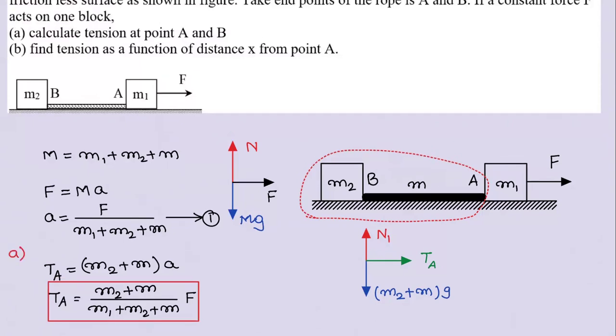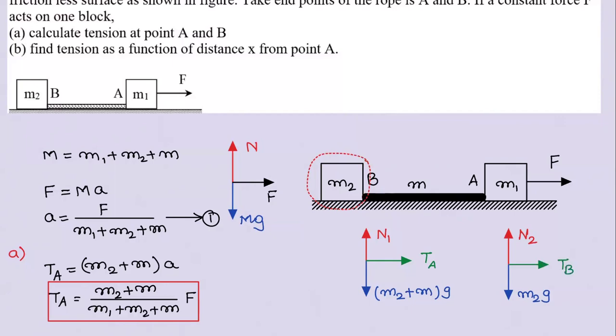Let us continue with the tension at B. To calculate the tension at B, we take only mass m2. Now if you write the free body diagram, it will be like this. Downward m2g, upward normal force n2. Remember, this normal force is the normal force only on m2. At this point, there will be tension that is called TB.